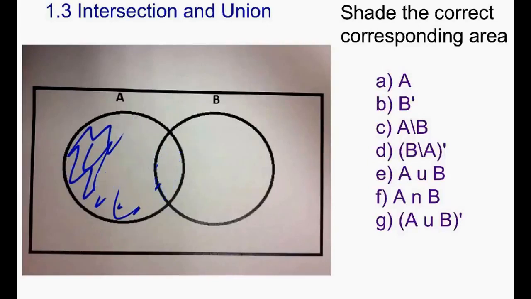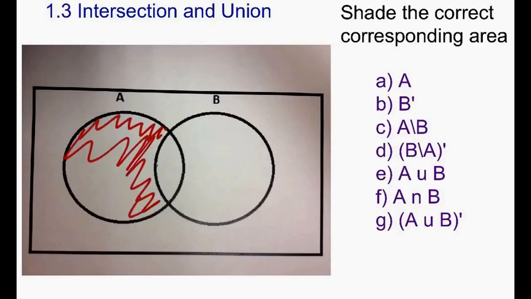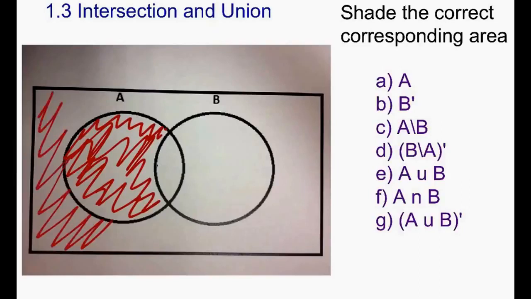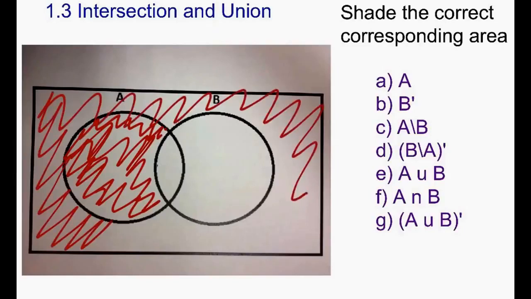So the next one on here is, what is B prime? So what is the complement of B? So that would be everything outside of B. So that would include all of the A circle that's not in B. But what you've got to remember is it also includes everything in the universal set outside of B as well. Okay, so everything would be shaded except for the B circle. So be careful with those ones.